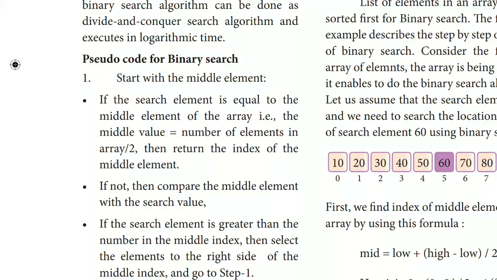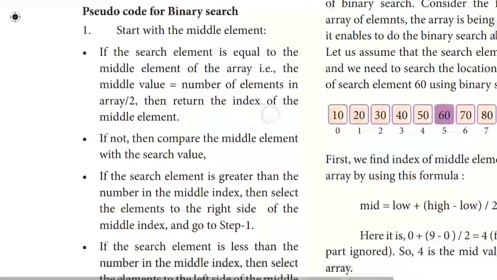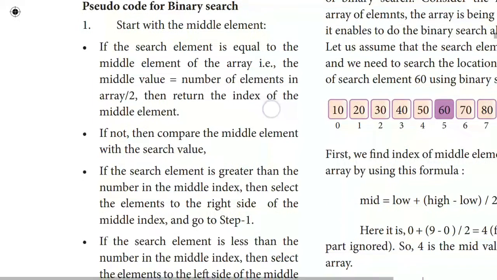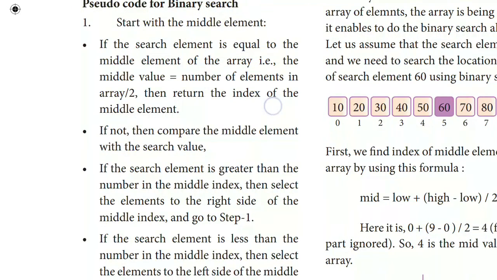So how does it find the middle element? If the search element is equal to the middle of the array, that is the middle equal to number of elements in the array divided by 2, then return the index of the middle element. If not, then compare the middle element with the search value. If the search value is greater than the number in the middle index, then select the elements to the right of the middle index.